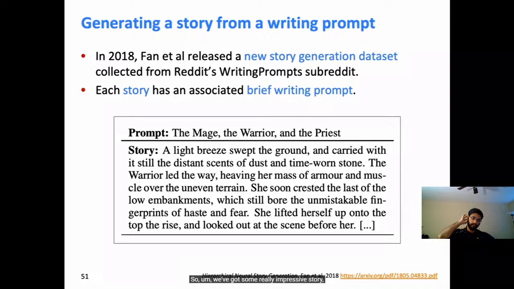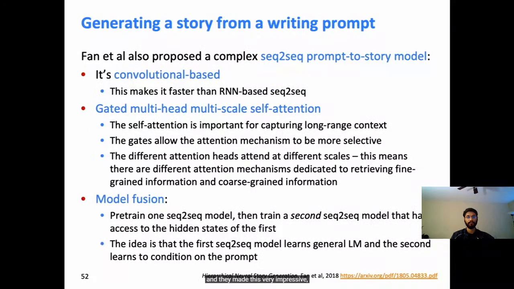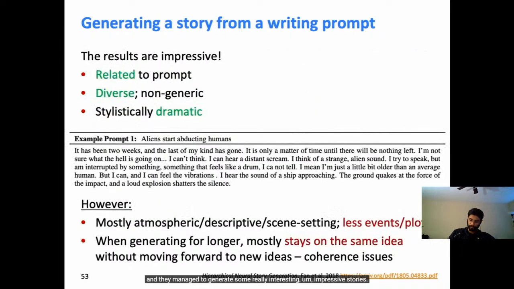So we've got some really impressive story generation systems recently. And this is an example of a system which proposed a new data set where you write a story given a prompt. And they made this very impressive, very beefed up convolutional language model, seq2seq system that generates the story given the input. I'm not going to go through all these details, but if you want to check out the state of the art in story generation, you should check this out. There's a lot of interesting things going on with very fancy attention and convolutions and so on. And they managed to generate some really impressive stories.